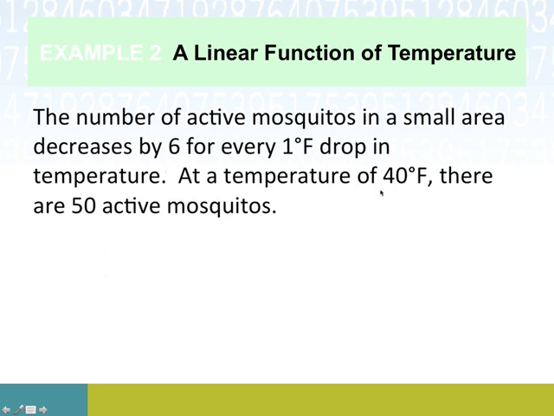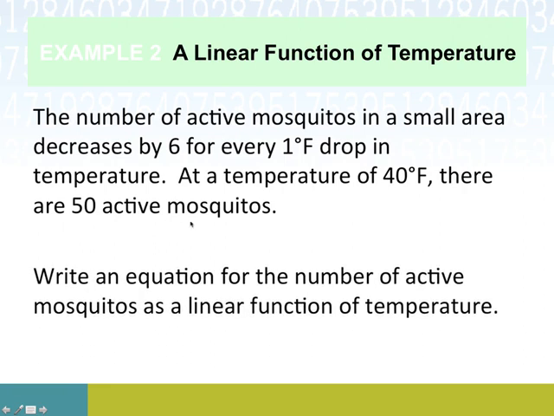We're also told that at a temperature of 40 degrees Fahrenheit, there are 50 active mosquitoes. Our task is to write an equation for the number of active mosquitoes as a linear function of temperature. And before we actually get to the solution here, I want to take a moment and just kind of break this down a little bit. This sentence right here has a lot of information about the equation that we're trying to solve. It's got some words that we need to decode, though.